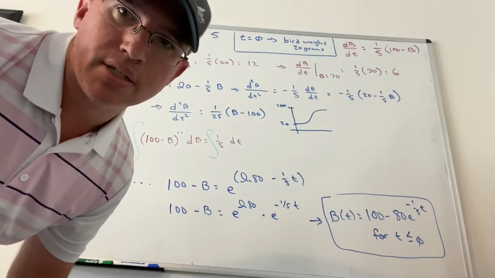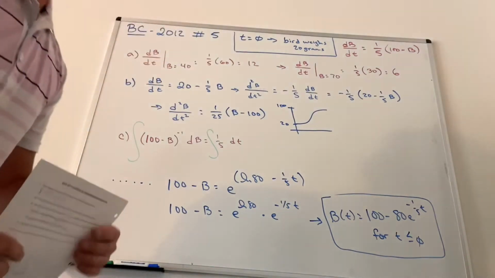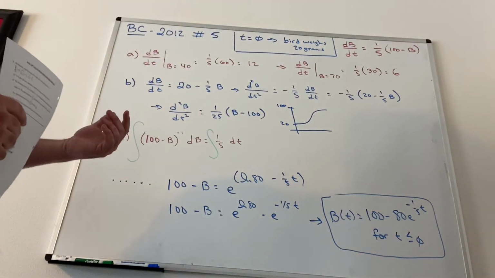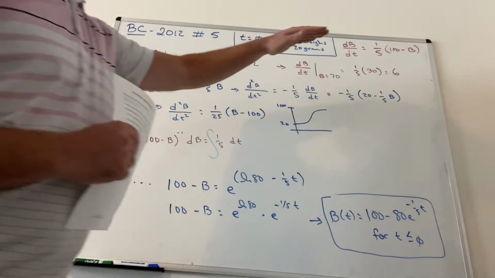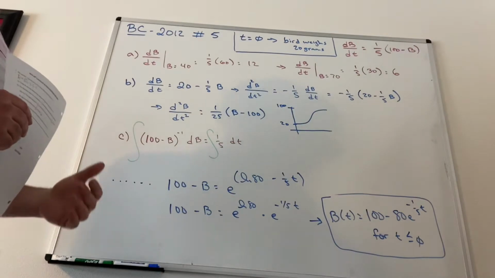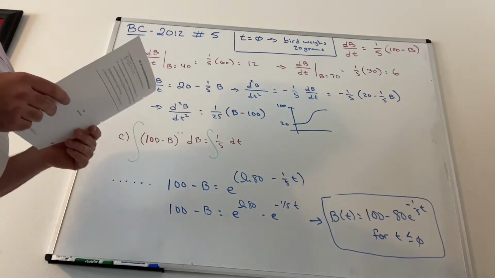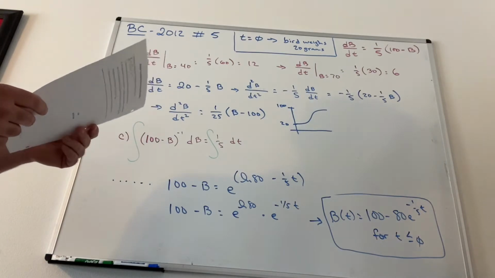All right, guys, this is question number 5 from the 2012 BC exam. You are told that you've got a bird whose initial weight is 20 grams. And you're given a derivative, and this guy's talking about the rate at which the bird is gaining weight. In part A, it asks if it's gaining weight faster at 40 grams or at 70 grams.